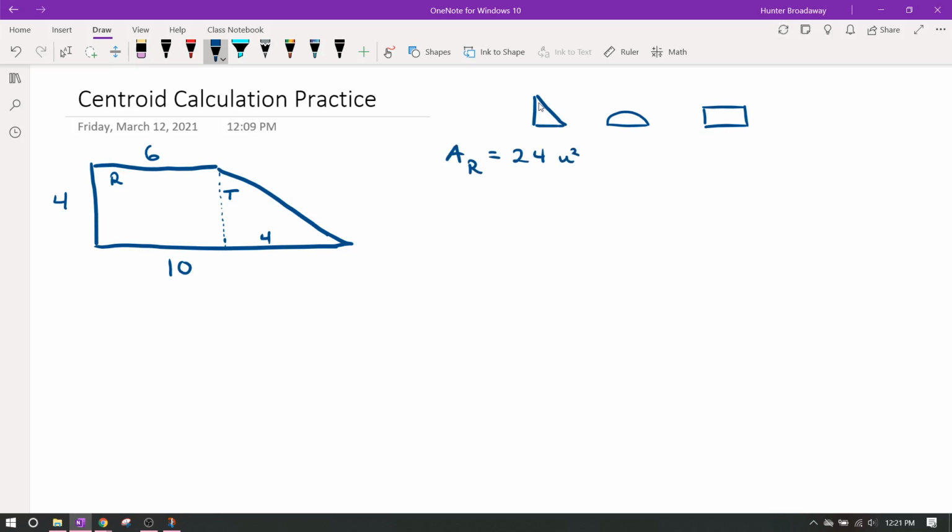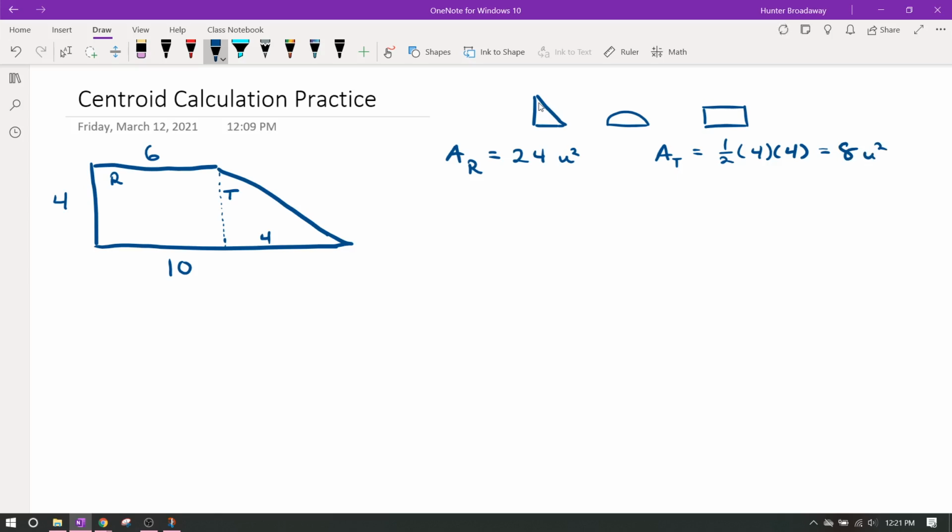And the triangle on the other side is 4 by 4, so the area of the triangle is going to be 1/2 the base times the height. So that's 1/2 of 4 times 4, which is half of 16, which is going to be 8 units squared. We're going to need those areas later on whenever we get to it.